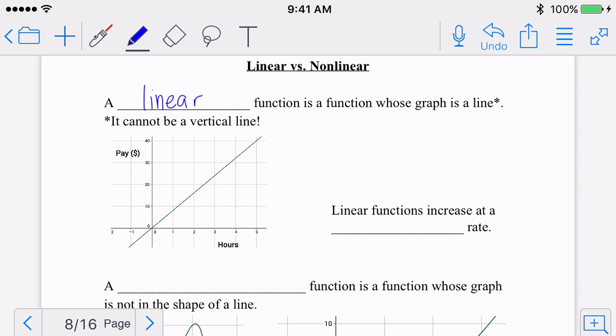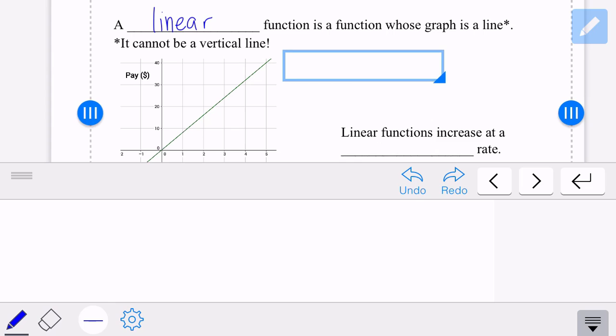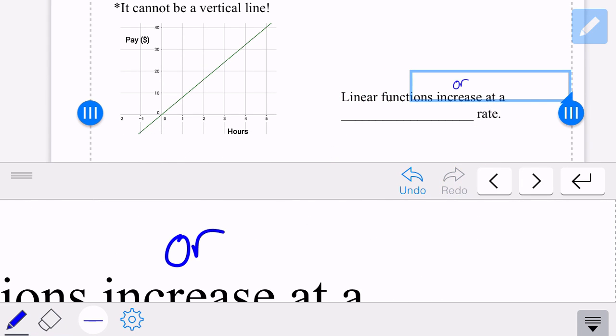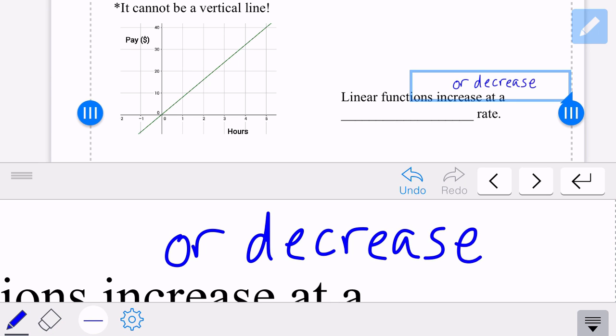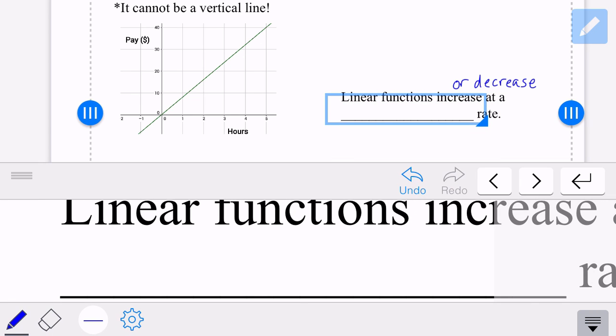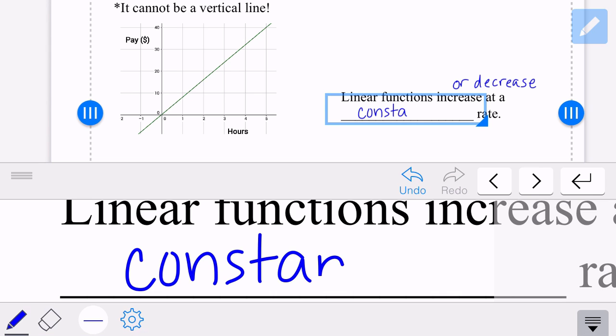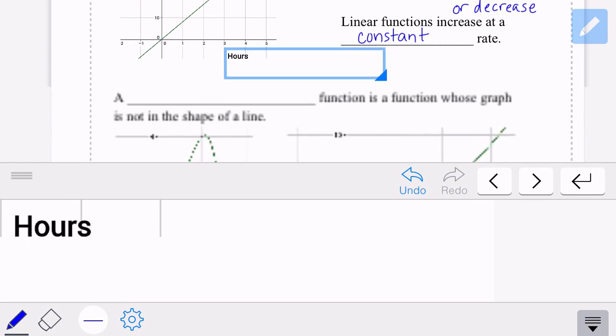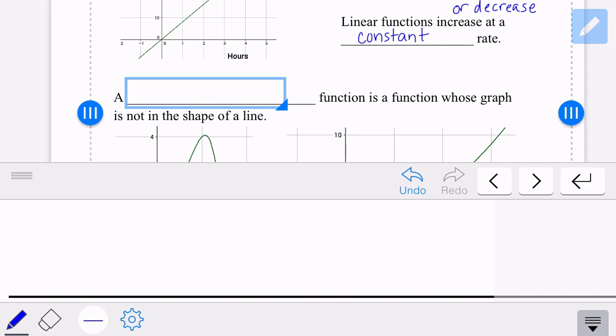Another important thing to pay attention to with linear functions is that they increase or decrease, so it can also be decreasing, at a constant rate. So it has to be going up or down by the same amount every time. You can see that more in the tables, and we'll look at that a little bit more later. Your other one, further down here, is a nonlinear function. Nonlinear is pretty much everything else, anything that's not a line.